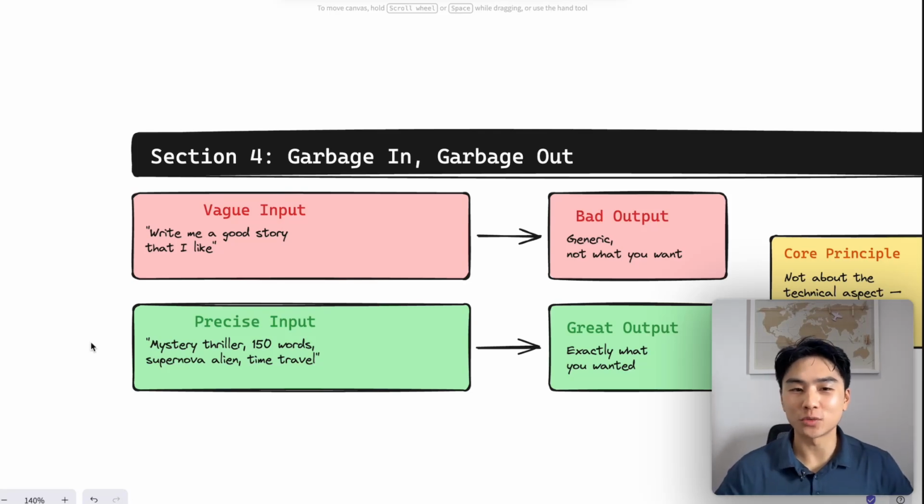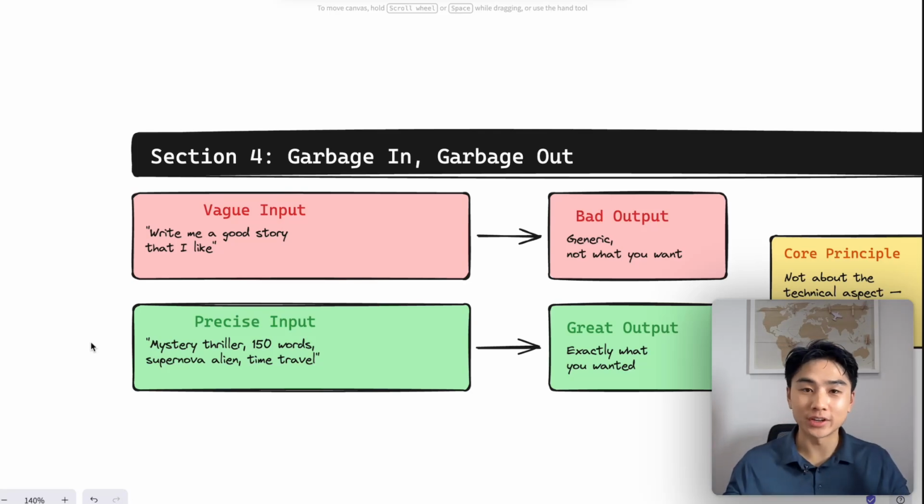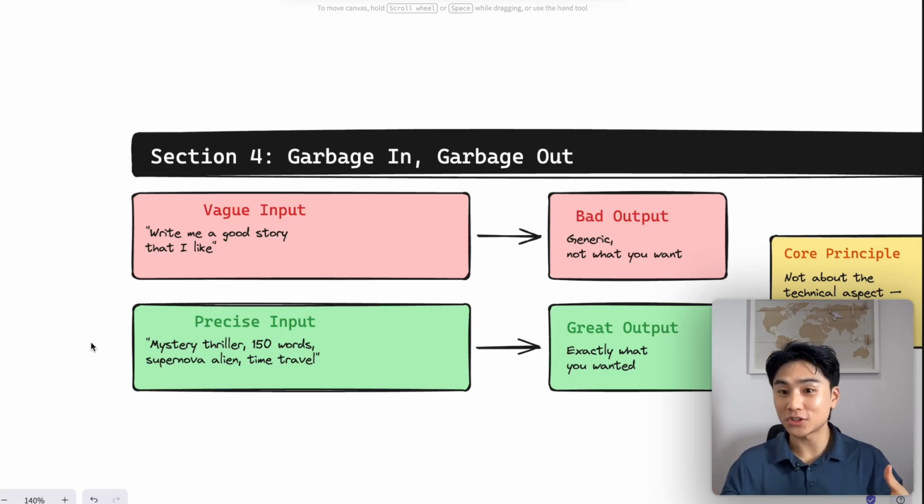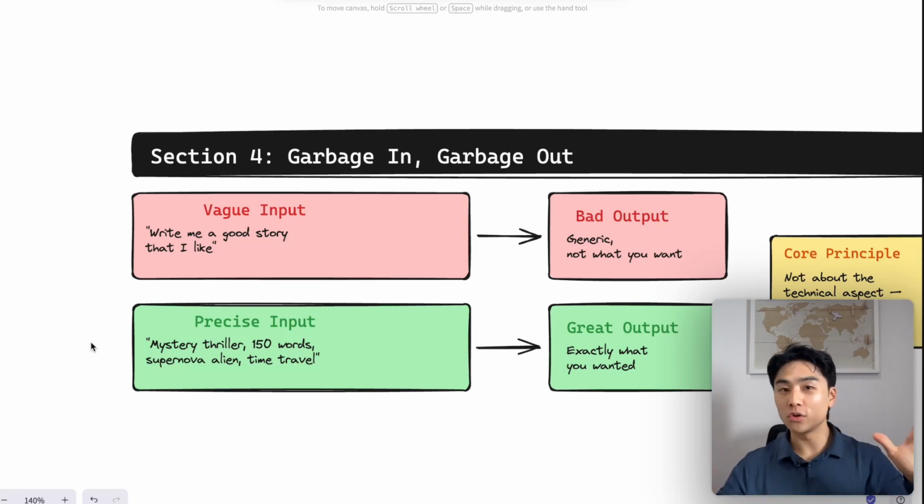When you say, write me a good story that I like, what makes a good story? Is it long? Is it short? Is it about mystery? Is it about science fiction? And also, that I like. Luckily, Claude has a memory, so it knows your preferences, but a lot of the time, they might not have this answer. What do you like? So that's why you get bad output.